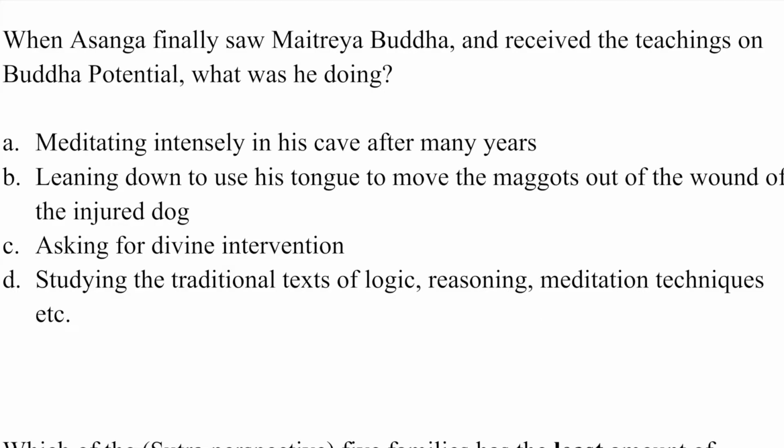4. When Sangha finally saw Maitreya Buddha and received the teachings on Buddha potential, what was he doing? Was he meditating intensely in his cave after many years? Was he leaning down to use his tongue to move the maggots out of the wound of the injured dog? Was he asking for divine intervention? Was he studying the traditional texts of logic, reasoning, meditation techniques, etc.? What was Sangha doing when he finally received the teachings on Buddha potential?